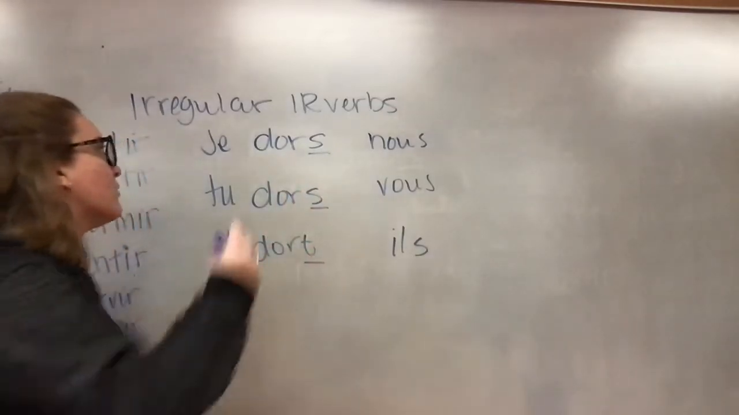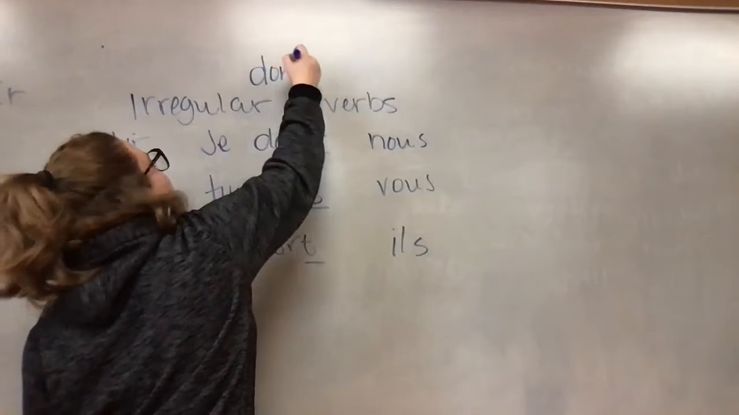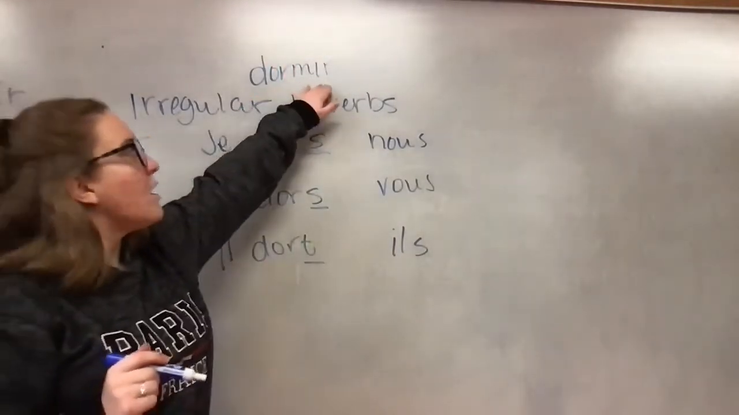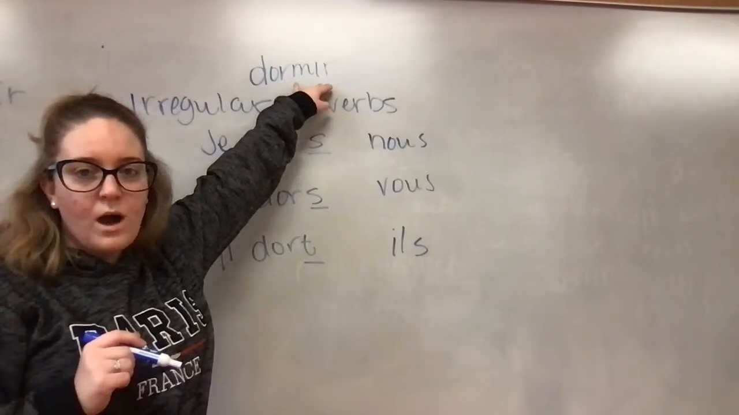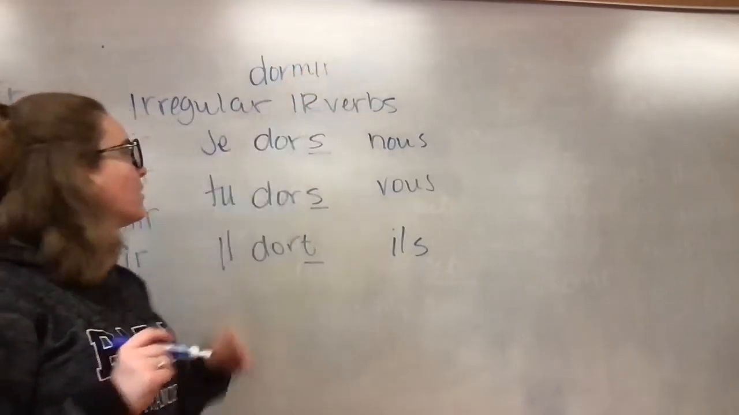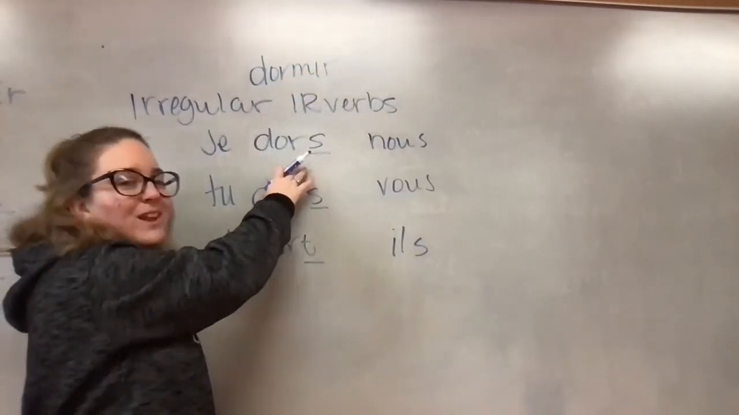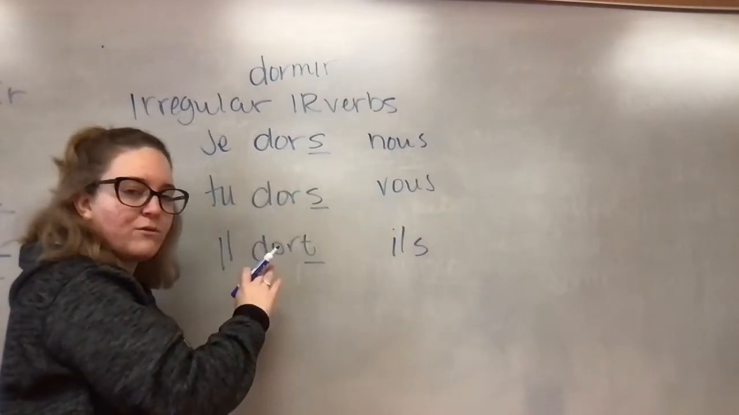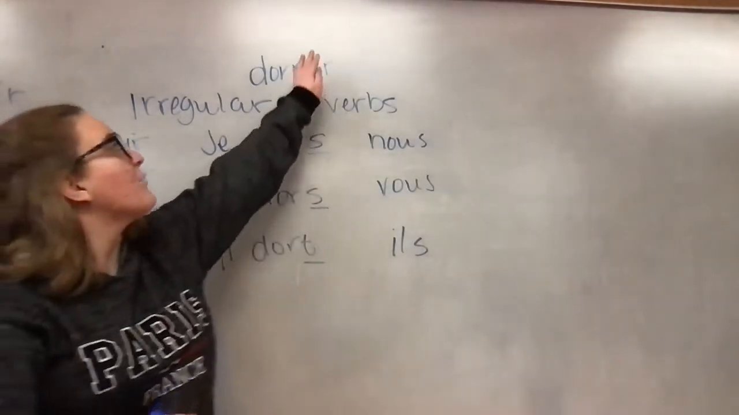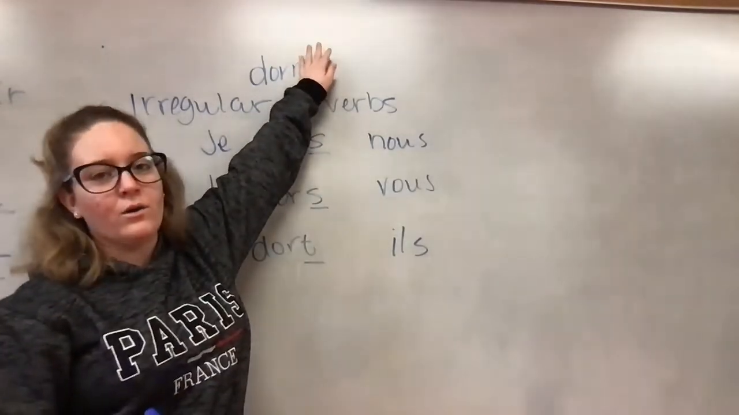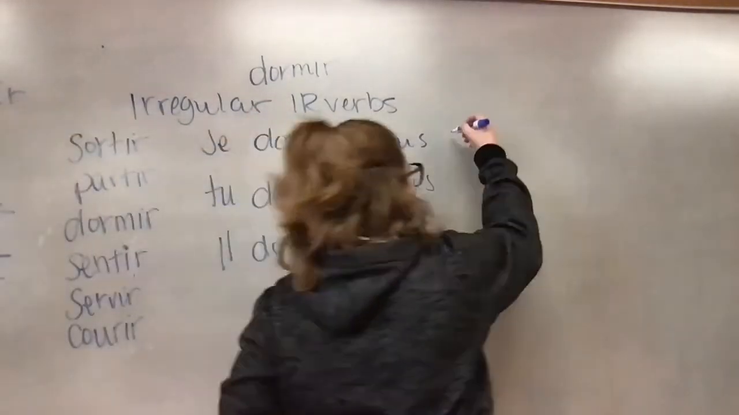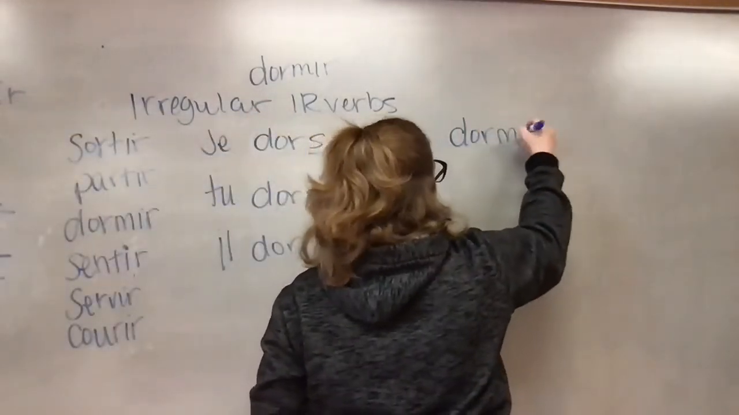All right, so the verb is dormir. I'm going to write it up here just to help you. We're cutting off just a little bit more than our IR verb ending, because you'll see that we don't even have the M in the je, tu, and il singular forms, okay? So we're actually cutting off the MIR just for these first ones. You'll see the M reappear in the second half.